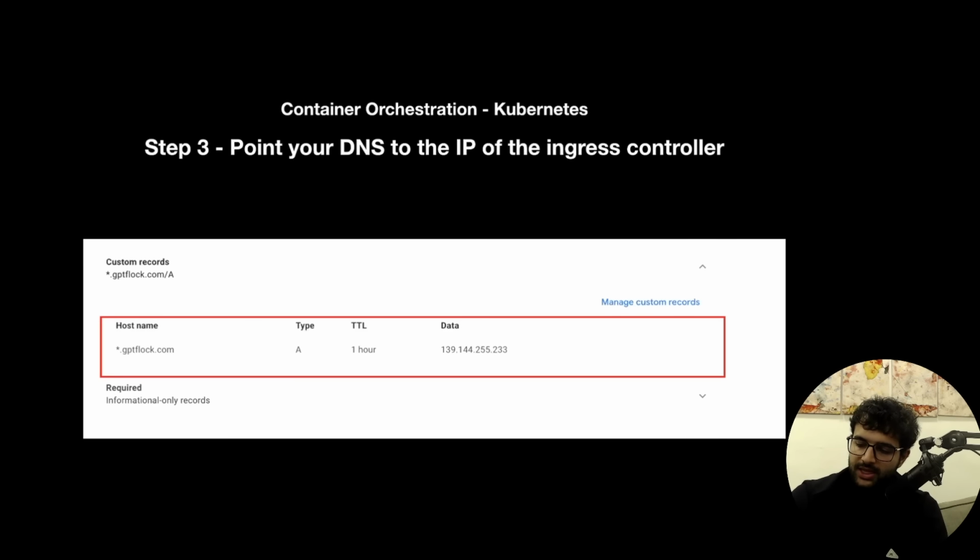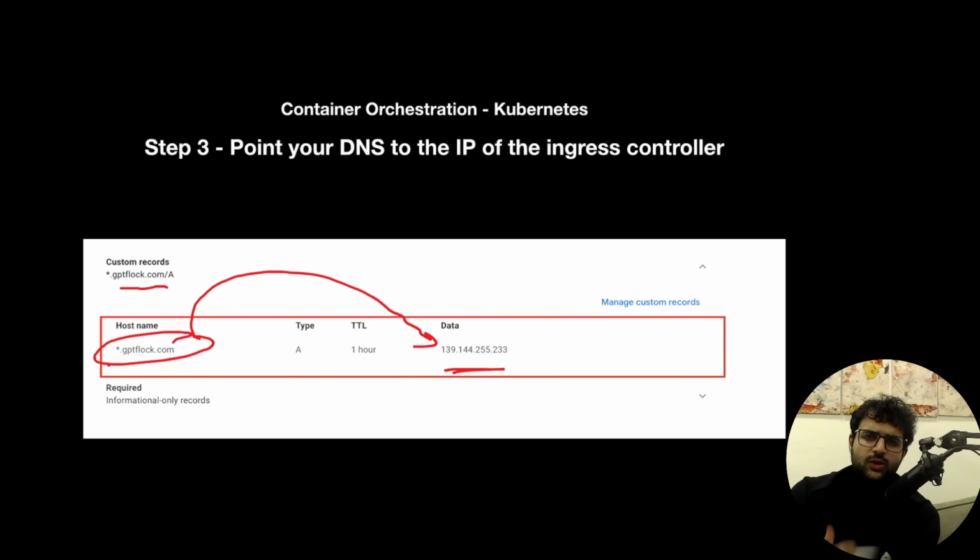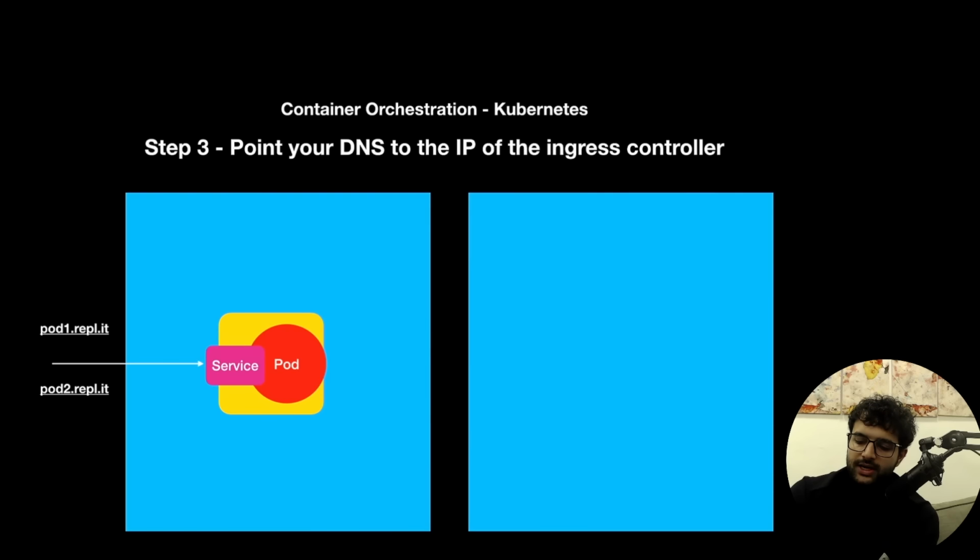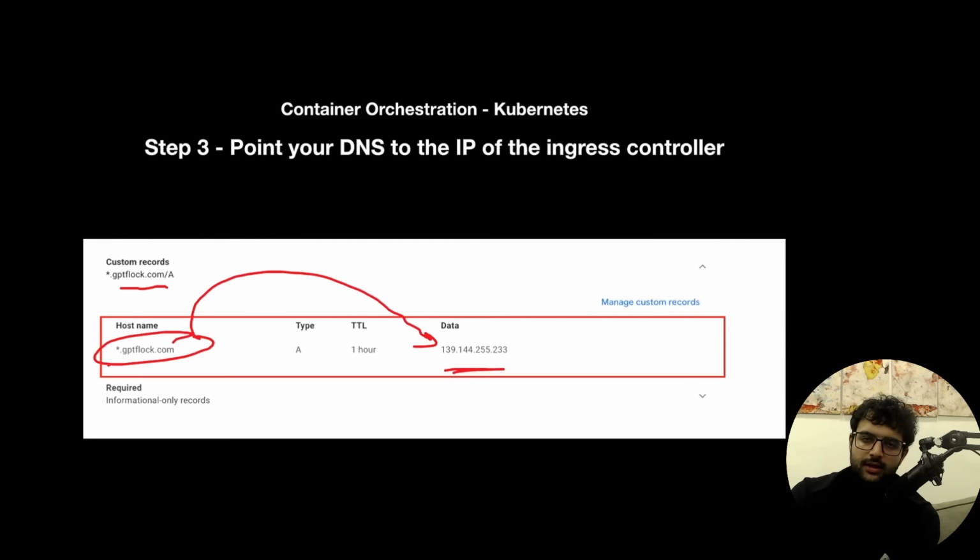The interface will look something like this. This is my Google domains. I have the URL gptflock.com, and I created a record here that star.gptflock.com should point to my ingress controller. This IP, I'll show how you can get it later on. But yeah, I got it from Kubernetes. It's the IP for my incoming ingress controller. I put it here. Cool.